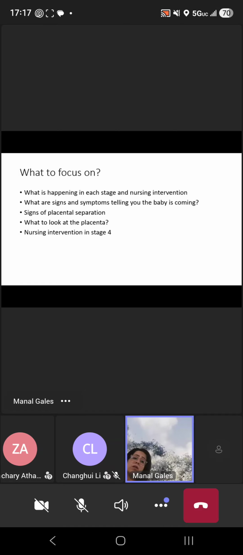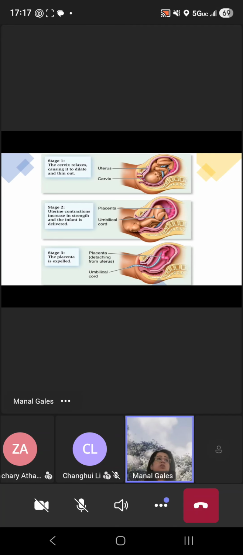Let's start with number 1. What is happening in each stage? The question will be like, the nurse understands stage 1 will end by, or they will give you a description of what is happening and ask what stage this is. They tell you what is happening and at the end ask what stage. So let's know what is happening in each stage and what your intervention is in each stage.